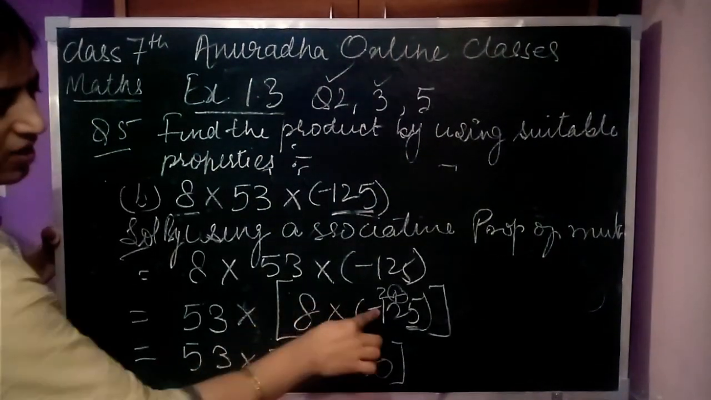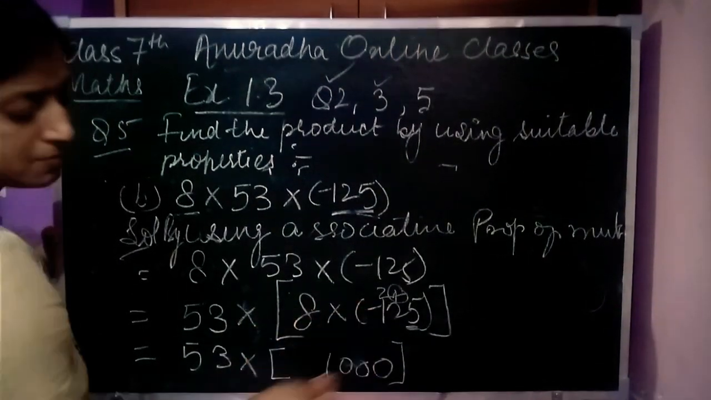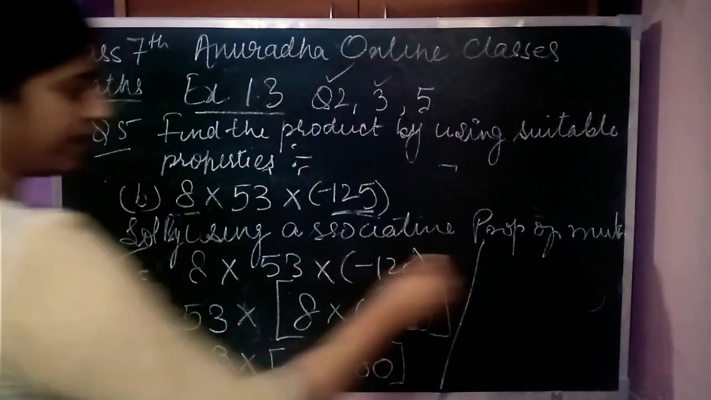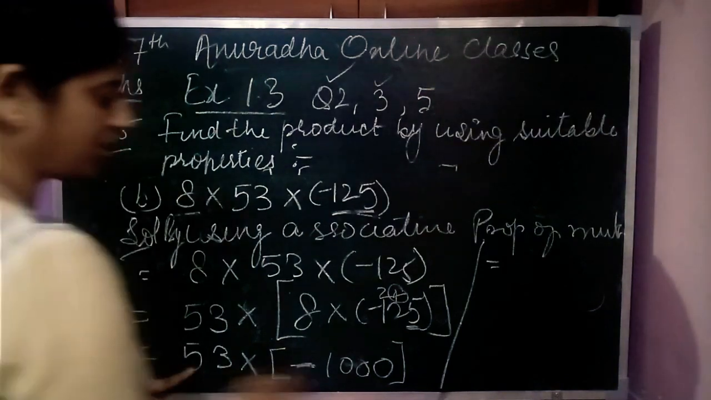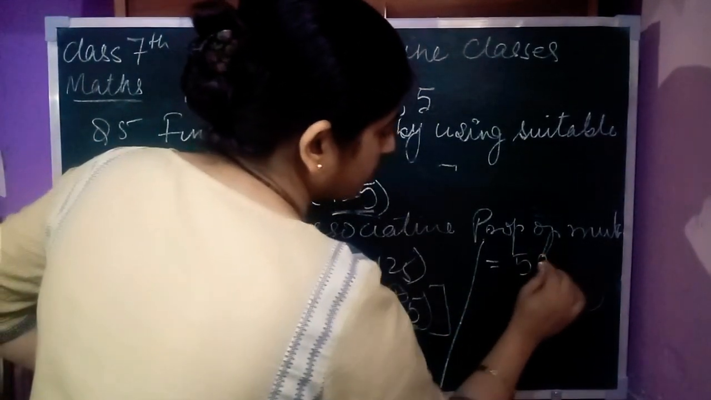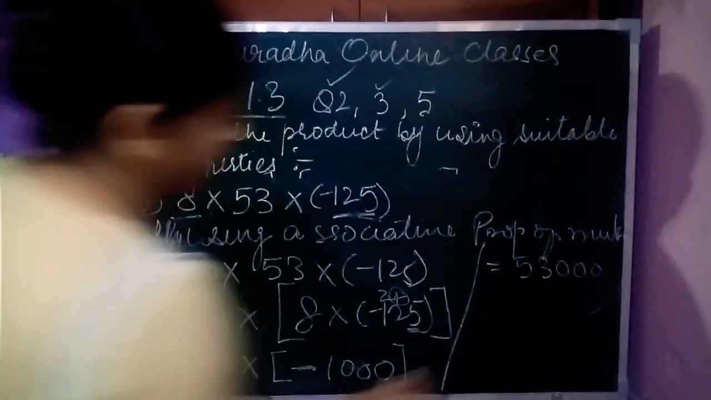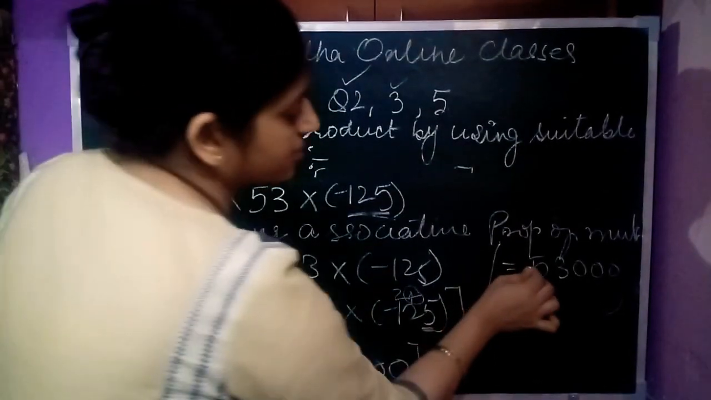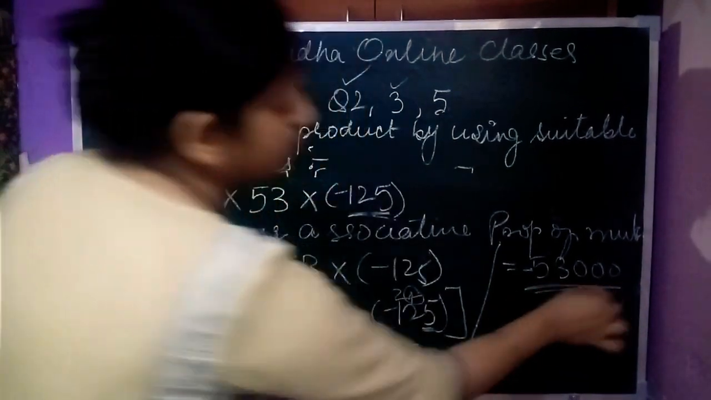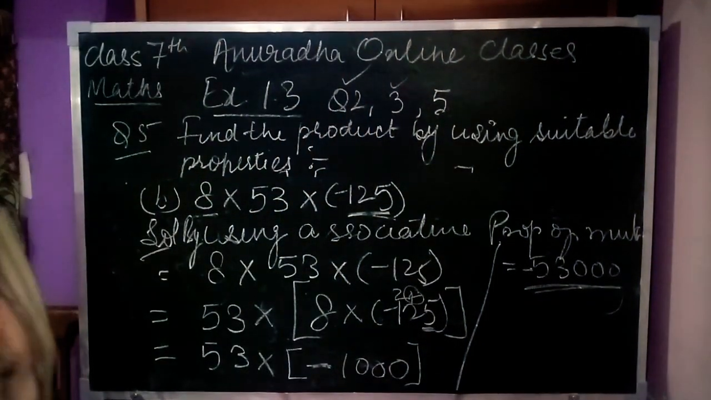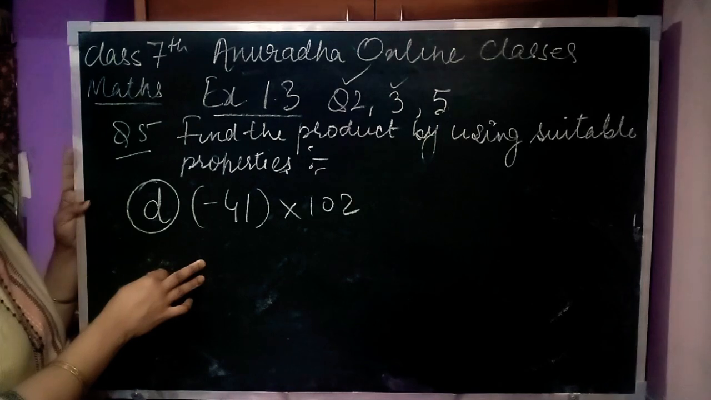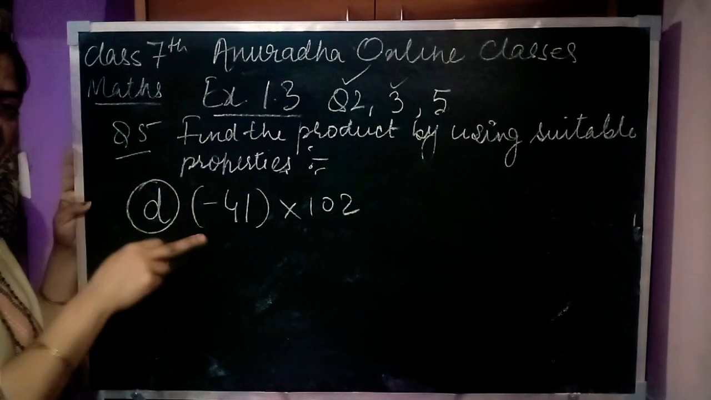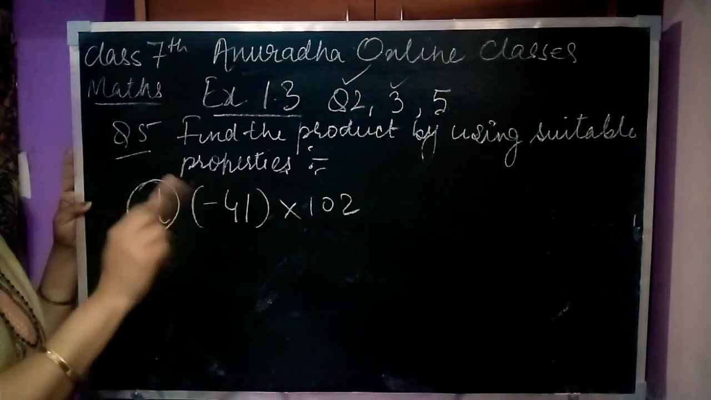Now negative and positive, so plus minus is minus. Sign will be minus. So what you'll get? 53 into 1000 is 53,000. Now say which sign is there? Here is positive and here is negative. Plus minus is minus. So our answer is minus 53,000. See children, question number 5, C part is similar to the first one. So try it.